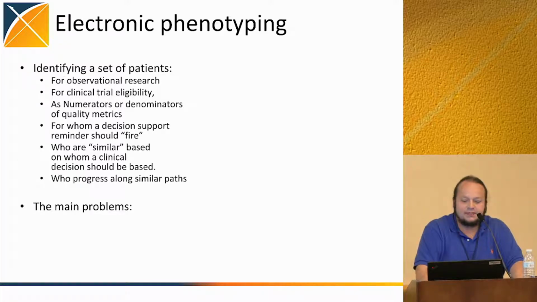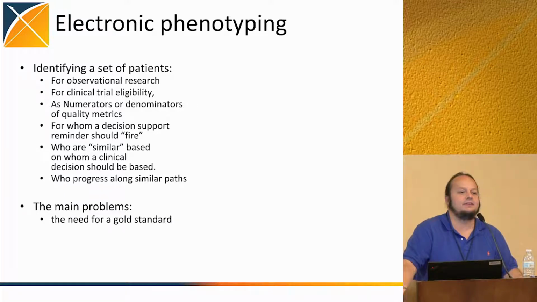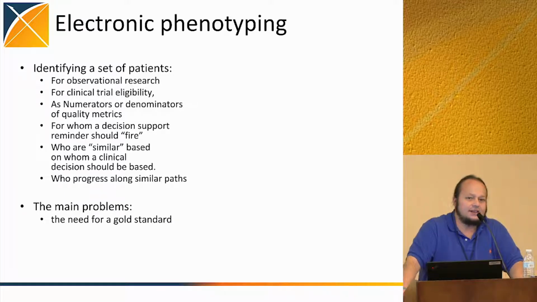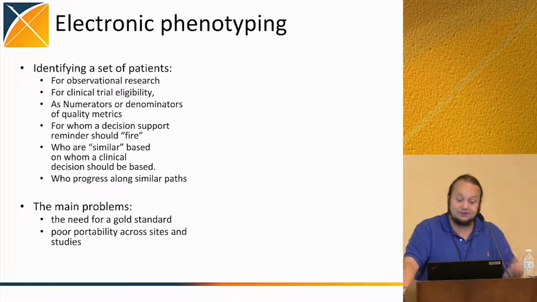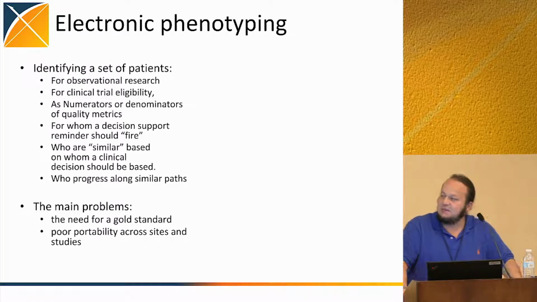So the main problems with the way this has been done: you kind of need a gold standard. And this gold standard, as most people know, is expensive and hard to generate, because you have to hire a bunch of clinicians and have them decide if the patients really have whatever phenotype you're defining, and then they have to agree among themselves. So that's hard and expensive. And there's often poor portability across sites, although it's getting better.